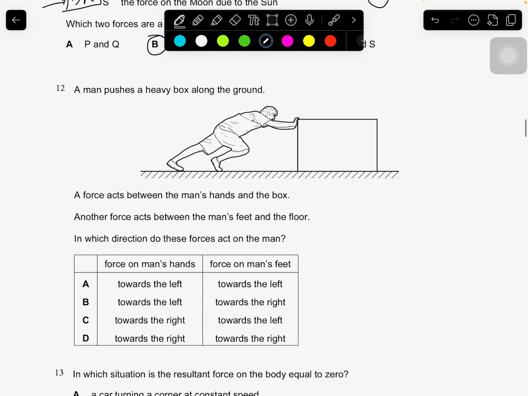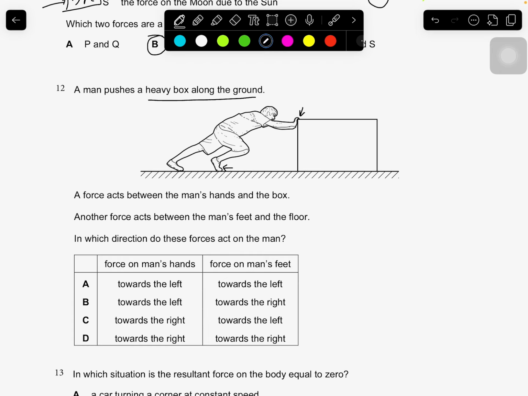A man pushes a heavy box along the ground. A force acts between the man's hands and the box. Another force acts between the man's feet and the floor. So there's a force here and there's a force here. In which direction do these forces act on the man?